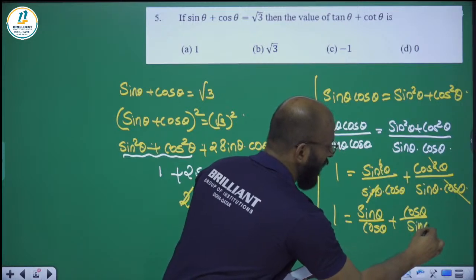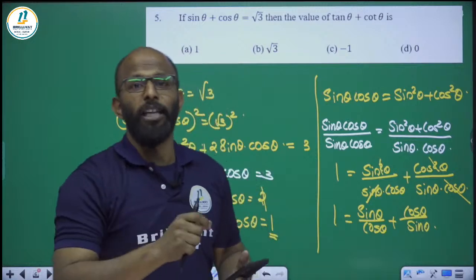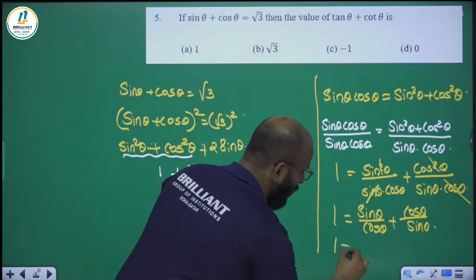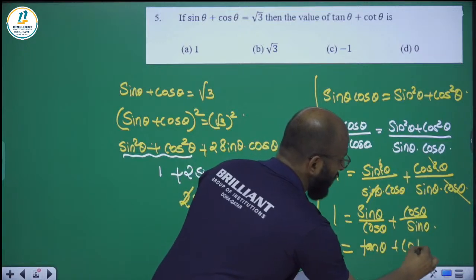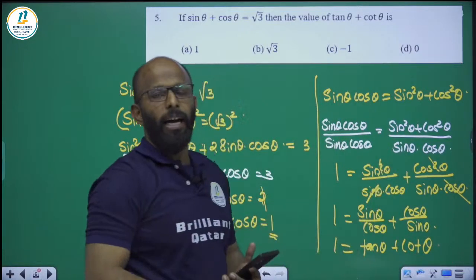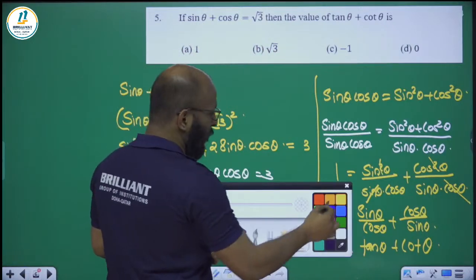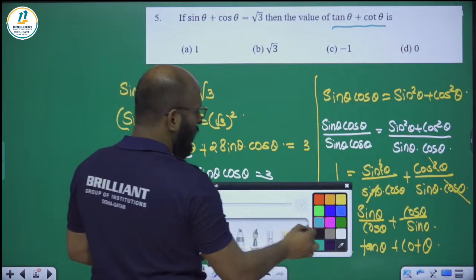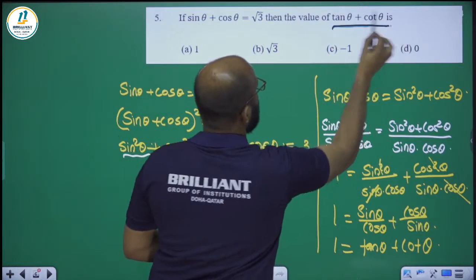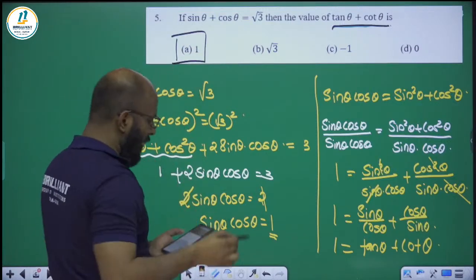Then tell me what is sin theta by cos theta? Sin theta by cos theta is tan and cos theta by sin theta is cot. So you will get 1 is equal to tan theta plus cot theta. So that is the required one. So the value of tan theta plus cot theta is 1. So our answer is option A.